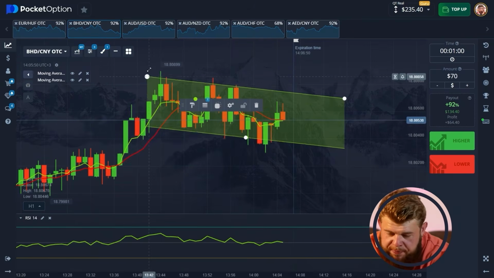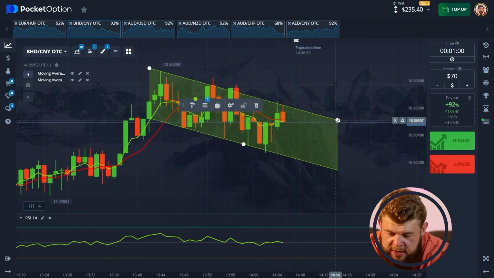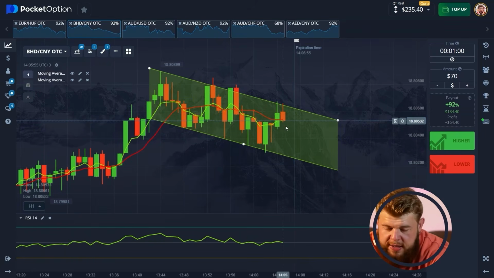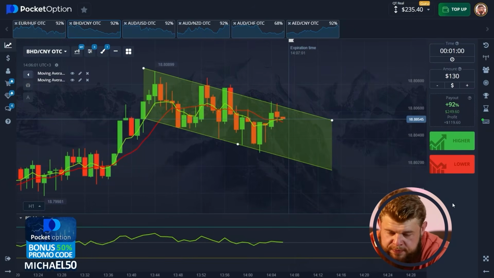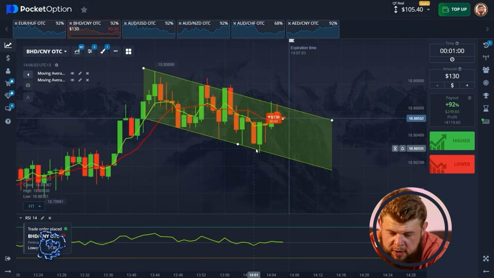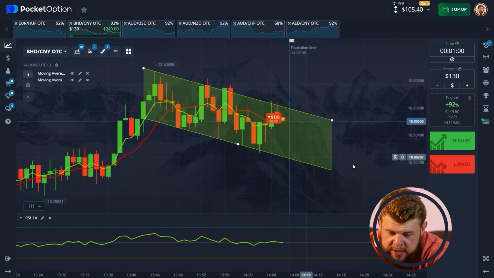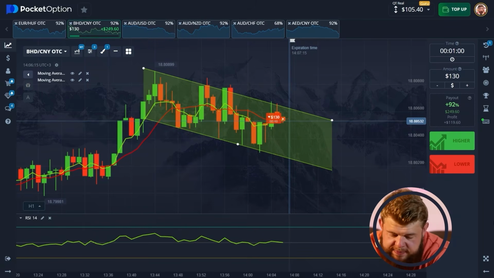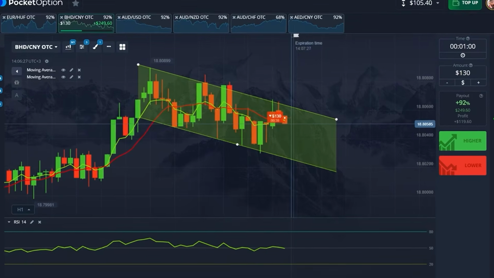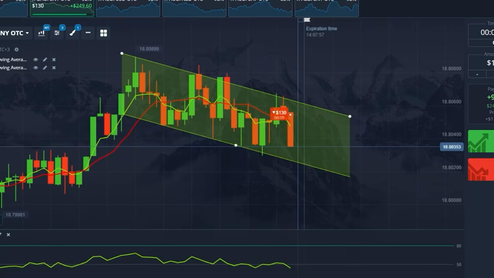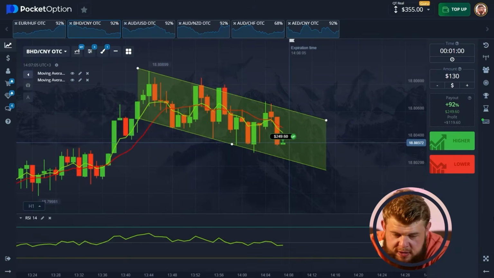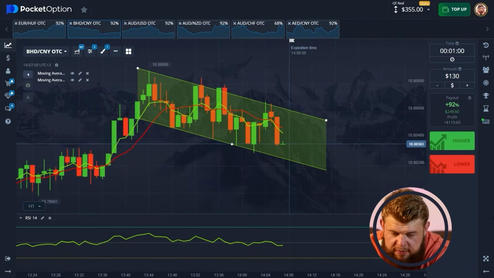Let me draw for you the downgoing channel so that you can clearly see what we're going to do. As you can observe right now, price is hitting the upper edge of the downgoing channel, so that's why let me open sell position, because we're expecting to receive the pullback reaction from the upper edge of this downgoing channel, and that's it. So one more trade is closed and we have around $355.